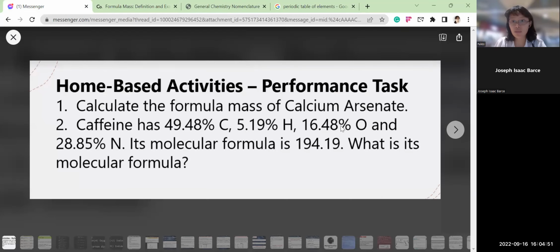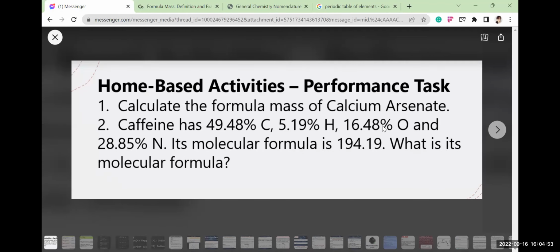Okay, next question. Caffeine has 49.48% carbon, 5.19% hydrogen, 16.48% oxygen, and 28.85% nitrogen. Its molecular formula is 194.19. Maybe molecular mass. What is its molecular formula? How do you solve this problem?